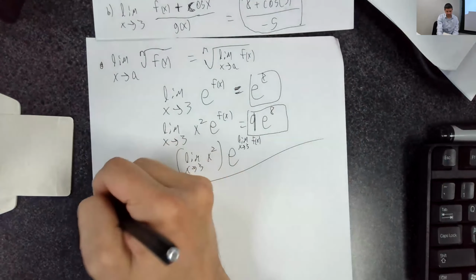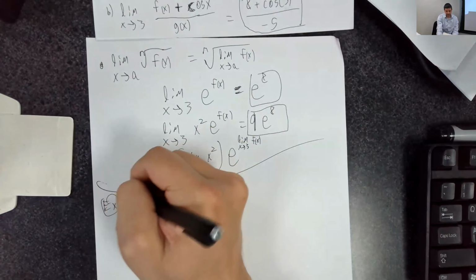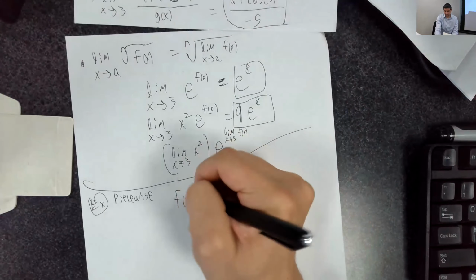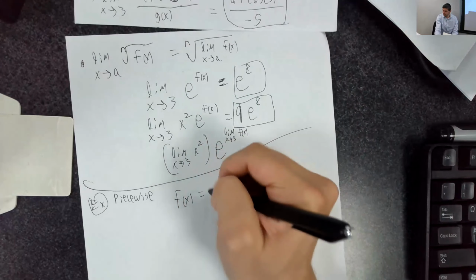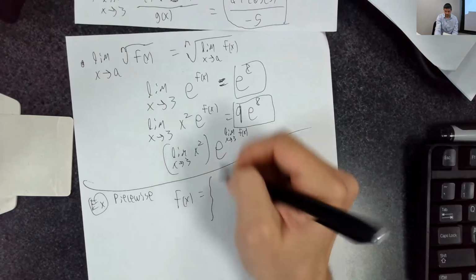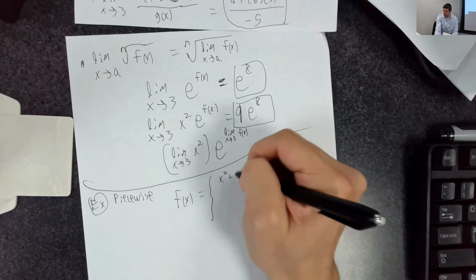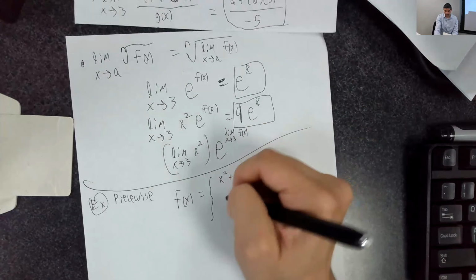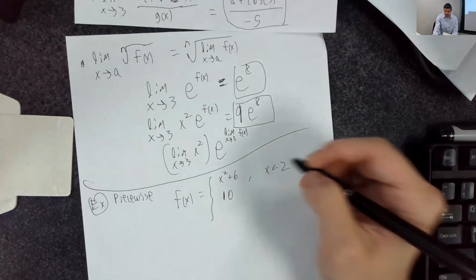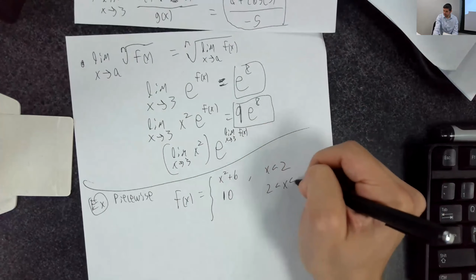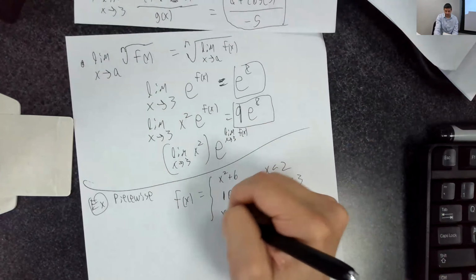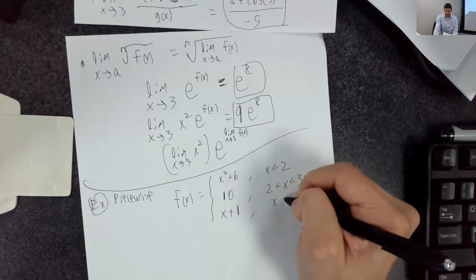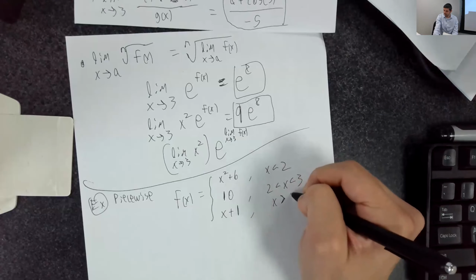Now, piecewise function. Let's do f of x is equal to x squared plus 6 for x less than 2. Then it's equal to 10 for 2 less than x less than 3. Then it's equal to x plus 1 for x greater than 3.